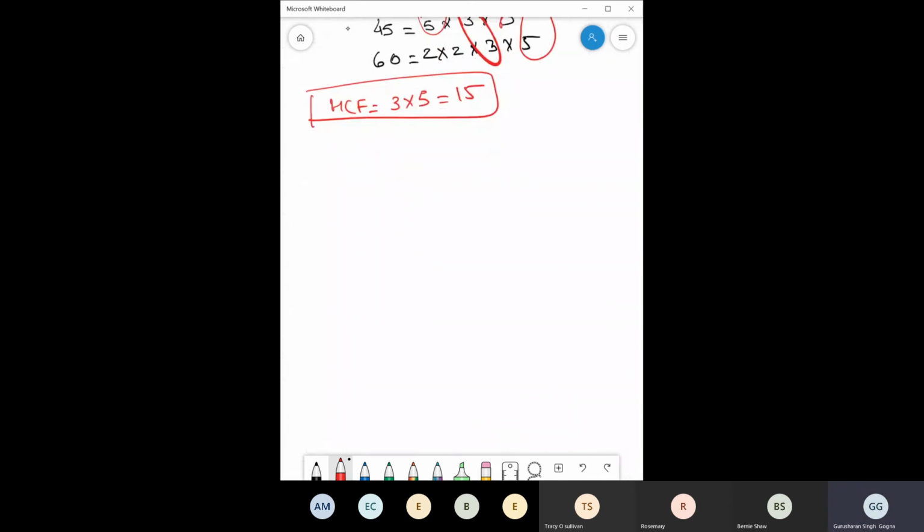Okay, let's take another example quickly. 75 and 90. I want to find the highest common factor of these two. So first I will find the factors. So 75. Let's start with 5. So 5 by 15.